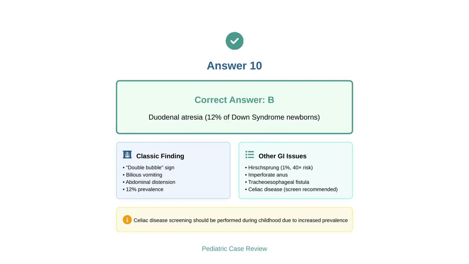The correct answer is B. Duodenal atresia affects approximately 12% of Down syndrome newborns, presenting with the classic double bubble sign on imaging. Hirschsprung disease occurs in 1%, representing a 40-fold increased risk. Other associations include imperforate anus and tracheoesophageal fistula. Additionally, celiac disease screening should be performed during childhood due to increased prevalence.